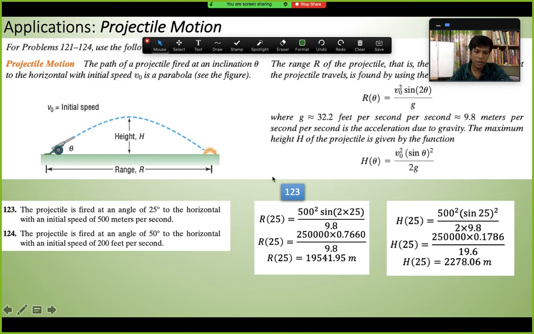Now if they tell you the angle is 25 degrees and the initial speed is 500 meters per second, then find out, suppose, the range, or find out the height, then what do you do? We just have to put theta equals 25, and the initial speed equals 500, and the value of g is given here. This math is related to meters per second, so we have to use this value of g in this question. That's why we have used this value of g, and this is the answer.